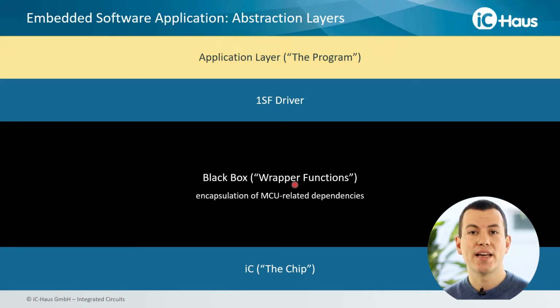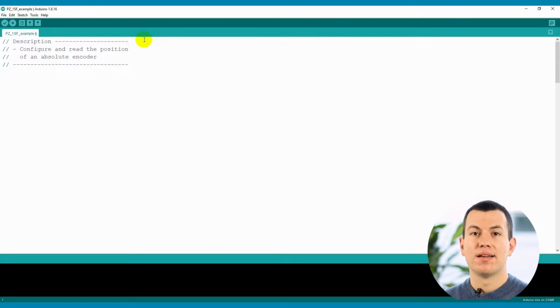Might sound a bit complicated, but it's not. I promise I'll show that in a minute. So without further ado, I suggest that we go right into the example application and start coding right away. Here's our blank example project ready to get filled with some code. Basic description of what we will be doing: we will configure and read the position of an absolute encoder.